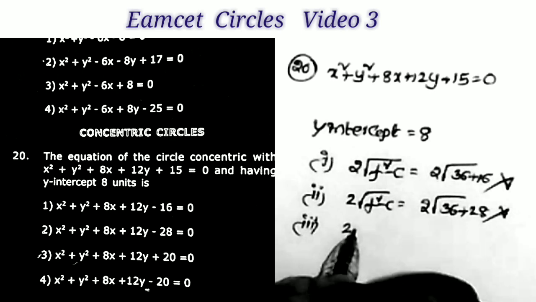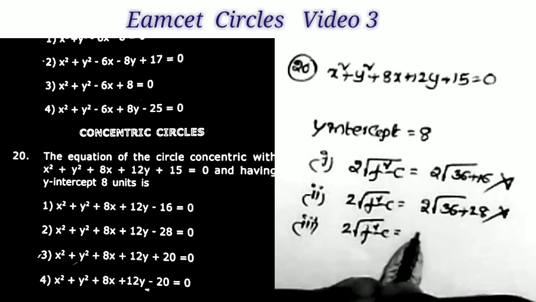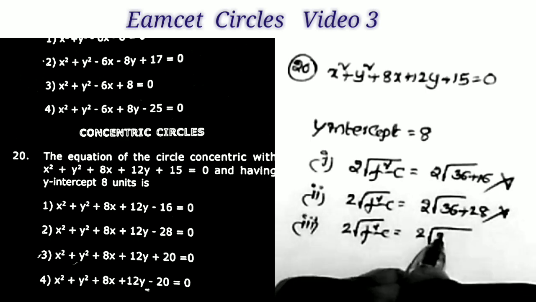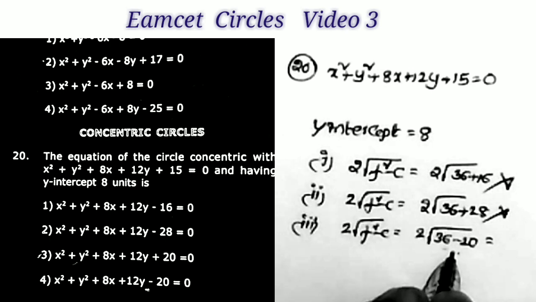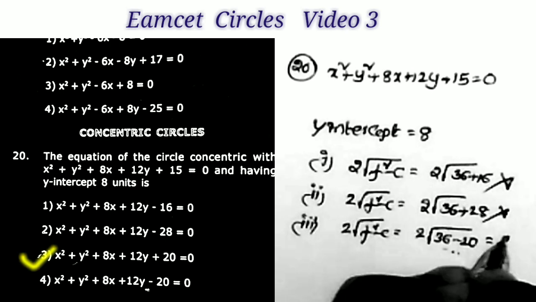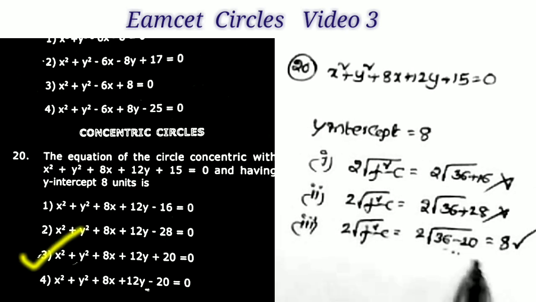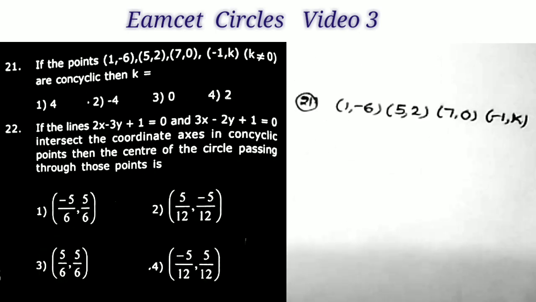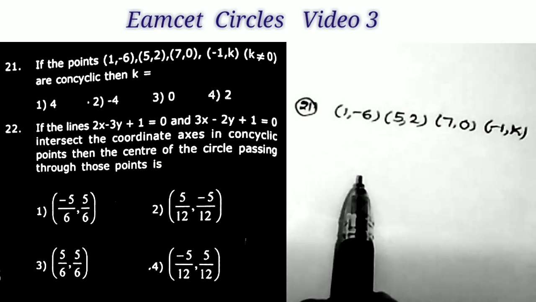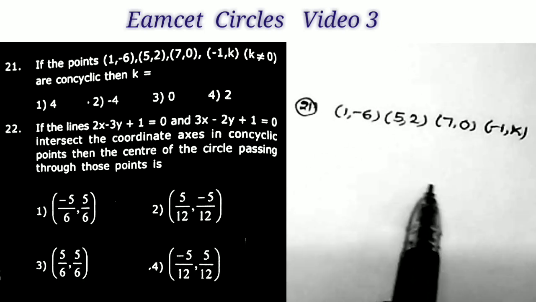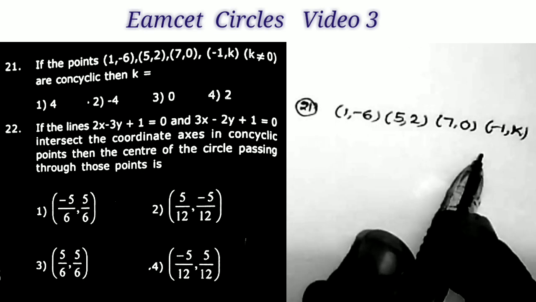Now checking the third option, 2 root f square minus c is equal to 2 into square root of 36 minus 20. This is equal to 16. Root 16 is equal to 4. 2 into 4 is equal to 8. Yes, this is the correct answer. So the answer is the third option. That's all. Next question, sum number 21. If the points (1, -6), (5, 2), (7, 0), (-1, k) are concyclic, then what is the k value?